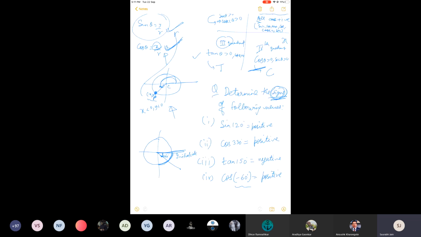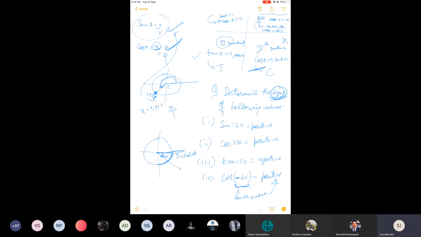So do not get confused with this minus. This is just for clockwise, anti-clockwise. Consider this whole angle with minus. It is in the fourth quadrant. In the fourth quadrant, cos is positive. This is the way to think. This is how you get the answers.